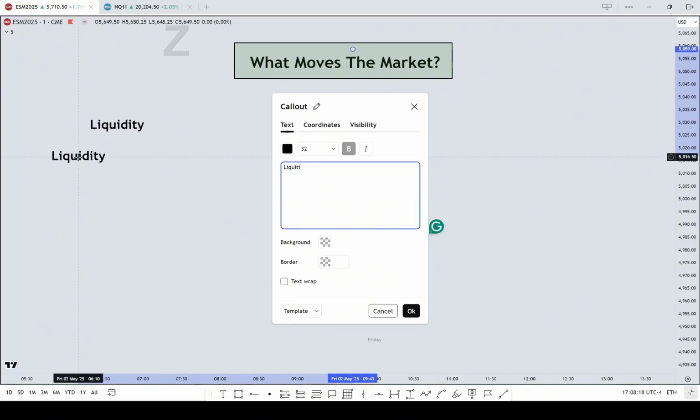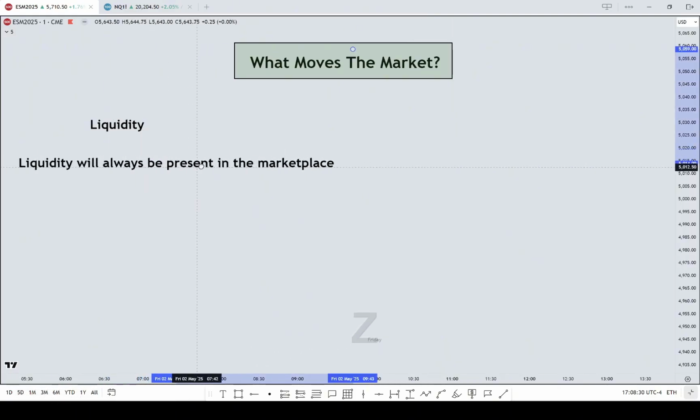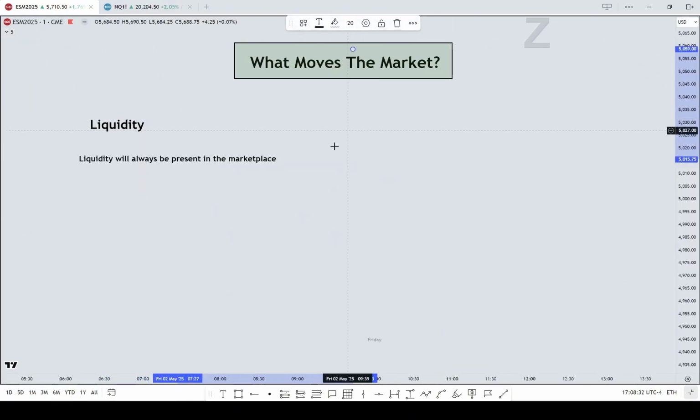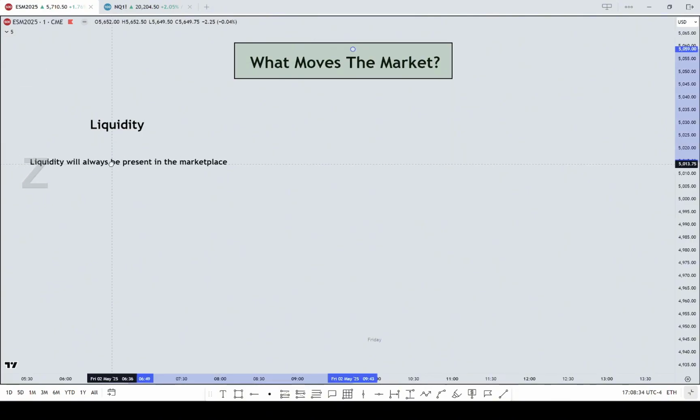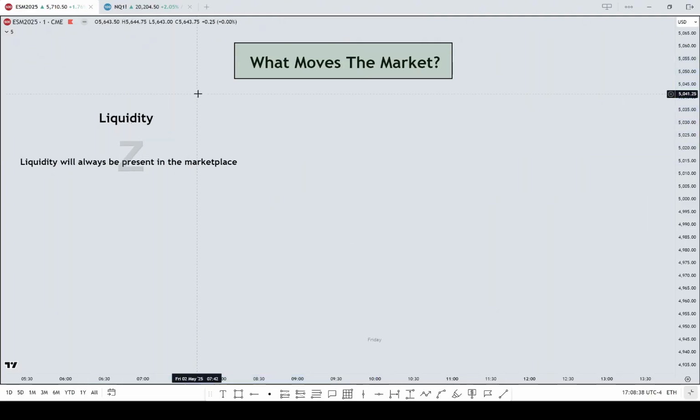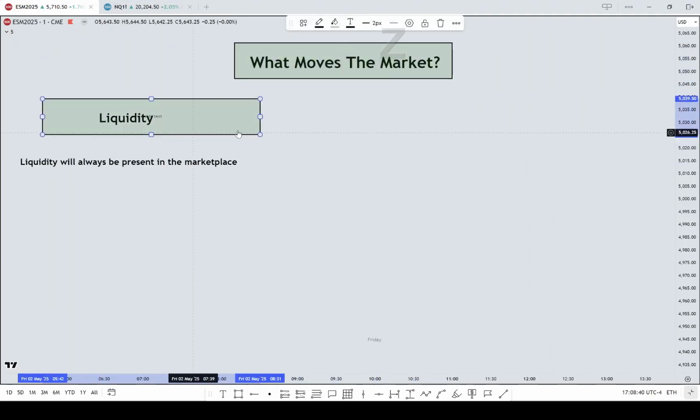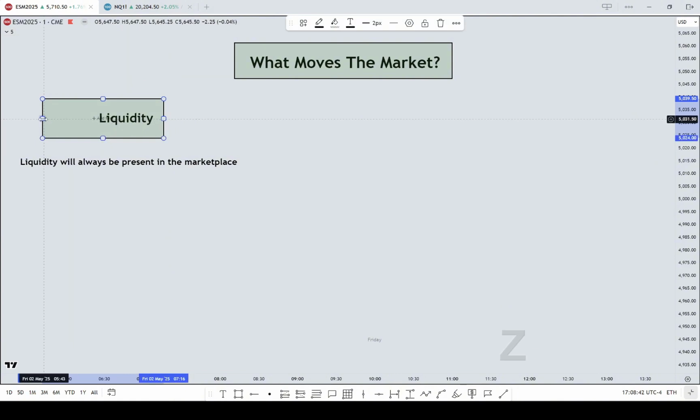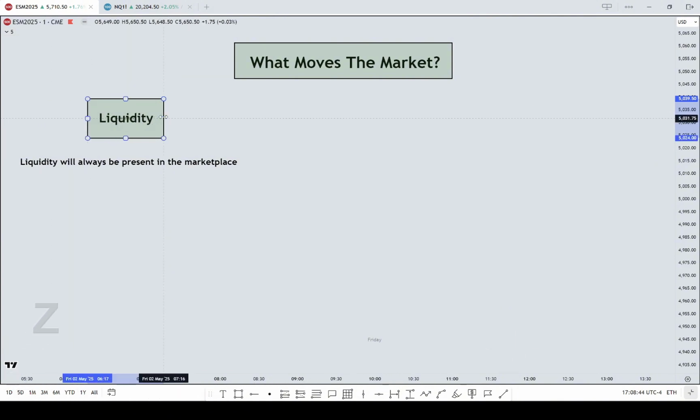Liquidity will always be present in the marketplace. That is the first thing and most important, because that is a good thing, right? The market will not move unless you have liquidity. And good for us, liquidity will always be present here in the marketplace. How can you identify liquidity? That is another important question.